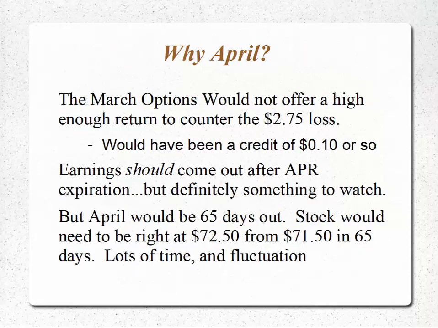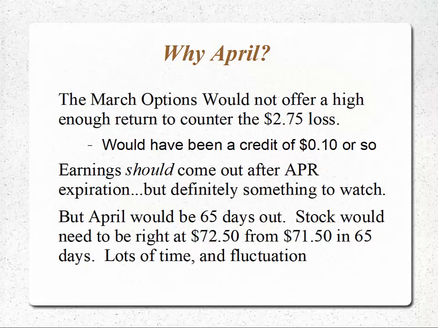Why April? Well, looking at the theoretical prices, the March 70 and 72.50 would not offer a high enough return to counter the $2.75 loss. It would have resulted in a credit of only 10 cents about 45 days out in time, actually about 35 days from February 15th, excuse me. And then you could get the $2.50 back, so you're only at $2.65. Now, that's better than the $2.75 loss, but we're looking to repair to a positive.